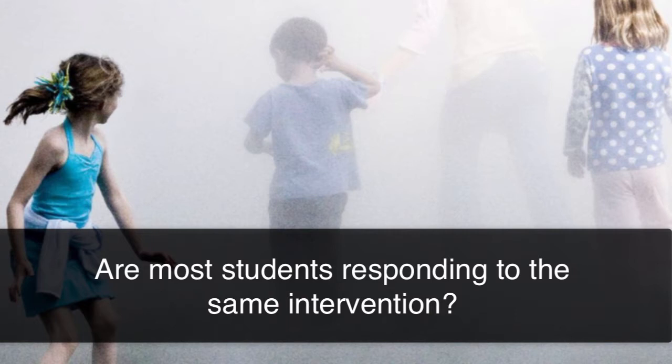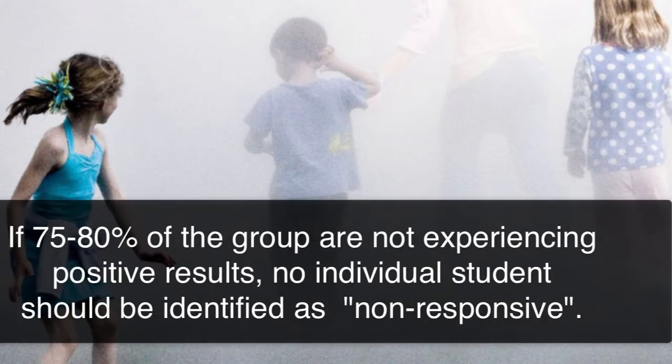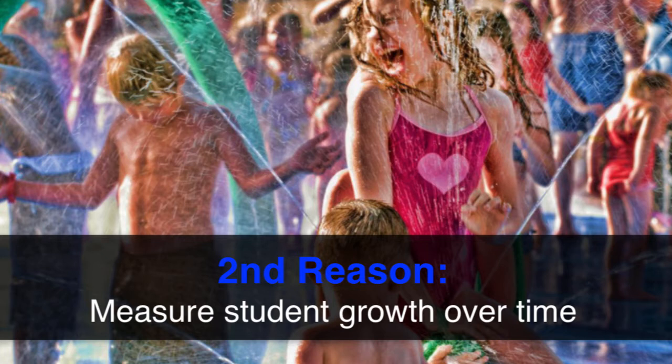If most students are not responding to the intervention, then no individual student should be identified as a non-responder until we can ensure that the instruction itself is effective. The general rule of thumb is that a supplemental intervention should result in positive outcomes, which means moving towards closing the gap, for about 75 to 80% of students receiving it.